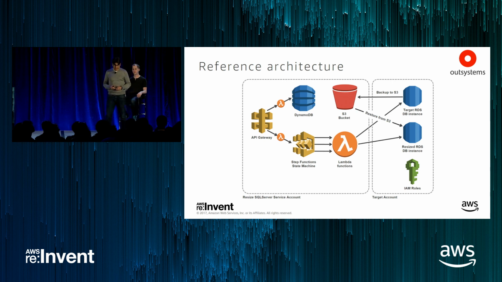This is what their reference architecture looks like. Again, API gateway calls, puts the task into Dynamo and starts a state machine. First, they check that they have all the requirements, and they wait for an approval to get going.